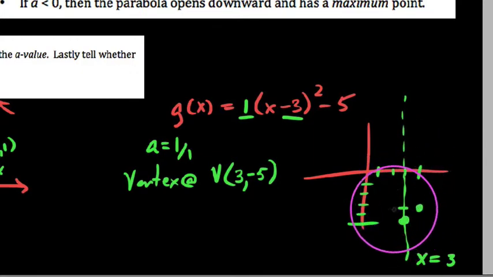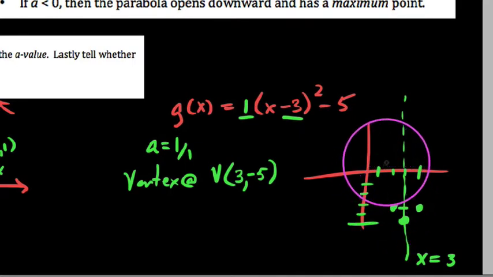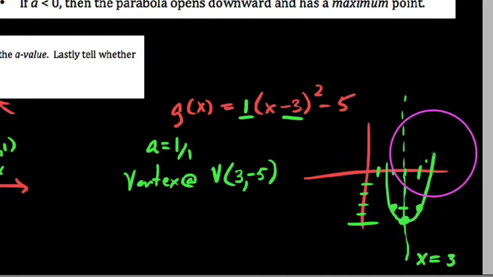But since it's symmetrical, of course, all parabolas are about their axis of symmetry, it'll go up 1, left 1. That's why we say here is our parabola.